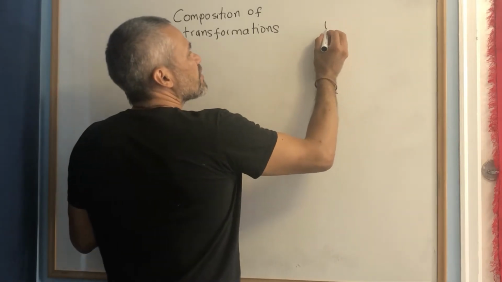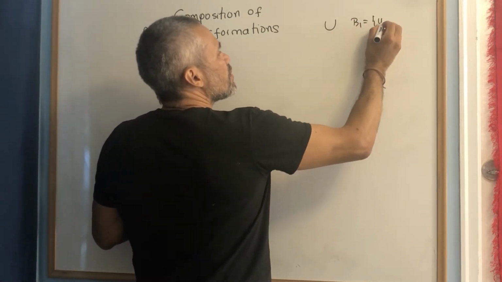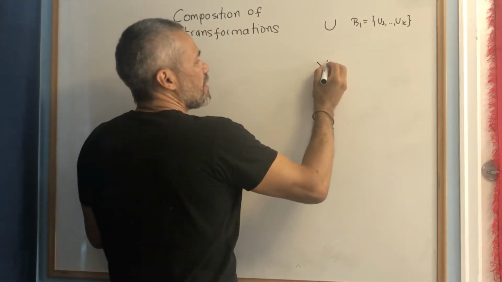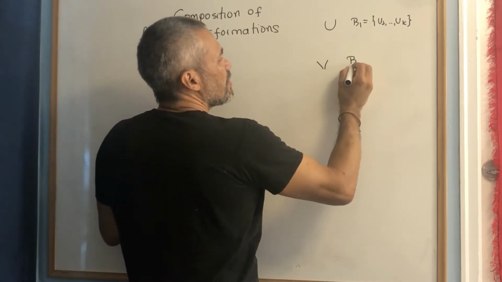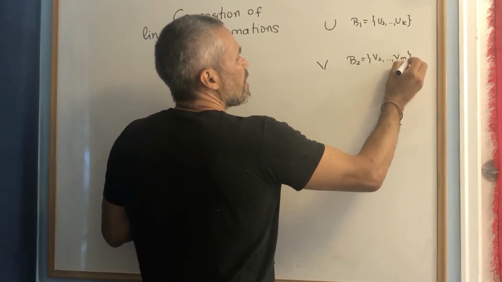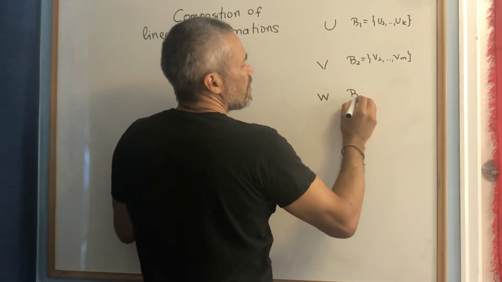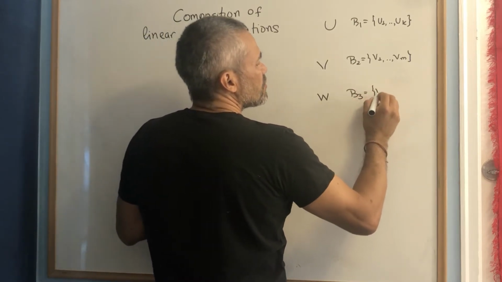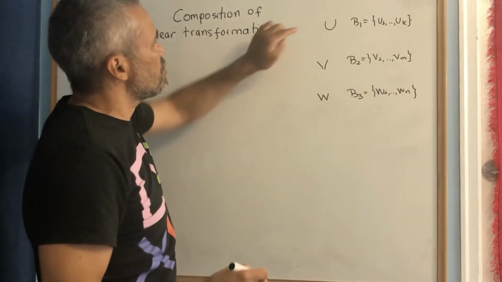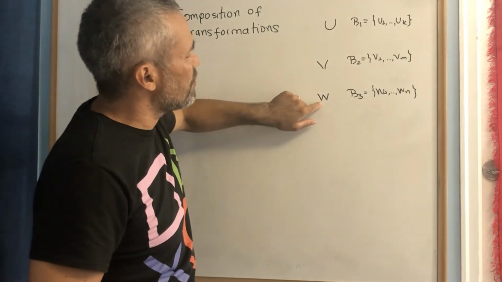Let's suppose that we have a vector space U with basis B1 equal to U1 up to Uk, and we have another vector space V with basis B2 equal to V1 up to Vm, and let's suppose that we have another vector space W with basis B3 equal to W1 up to Wn. Notice that the dimension of U is k, the dimension of V is m, and the dimension of W is n.